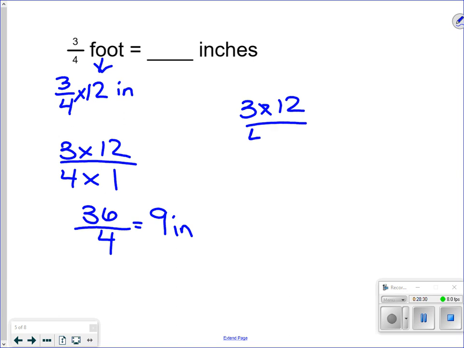3 times 12 over 4 times 1. 4 can go into 4 and 4 can go into 12. 4 divided by 4 is 1. 12 divided by 4 is 3. 3 times 3 is 9. 1 times 1 is 1.